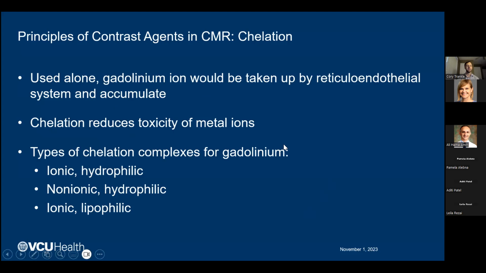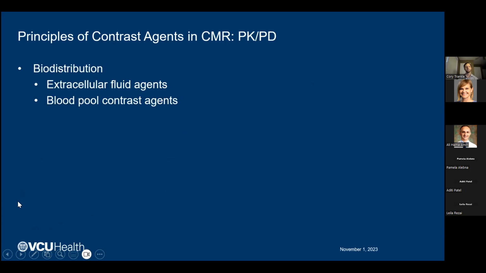If you just gave straight gadolinium, you can't do that. It would immediately be taken up by the reticuloendothelial system and accumulate, and you'd have all kinds of toxicity related to heavy metal deposition. So what they do instead is chelate it, and in providing it with a chelation structure, you reduce the toxicity of these metal ions. There are different combinations of properties of the different gadolinium contrast agents based on their chelation structure. So it can be ionic or non-ionic, hydrophilic or lipophilic.